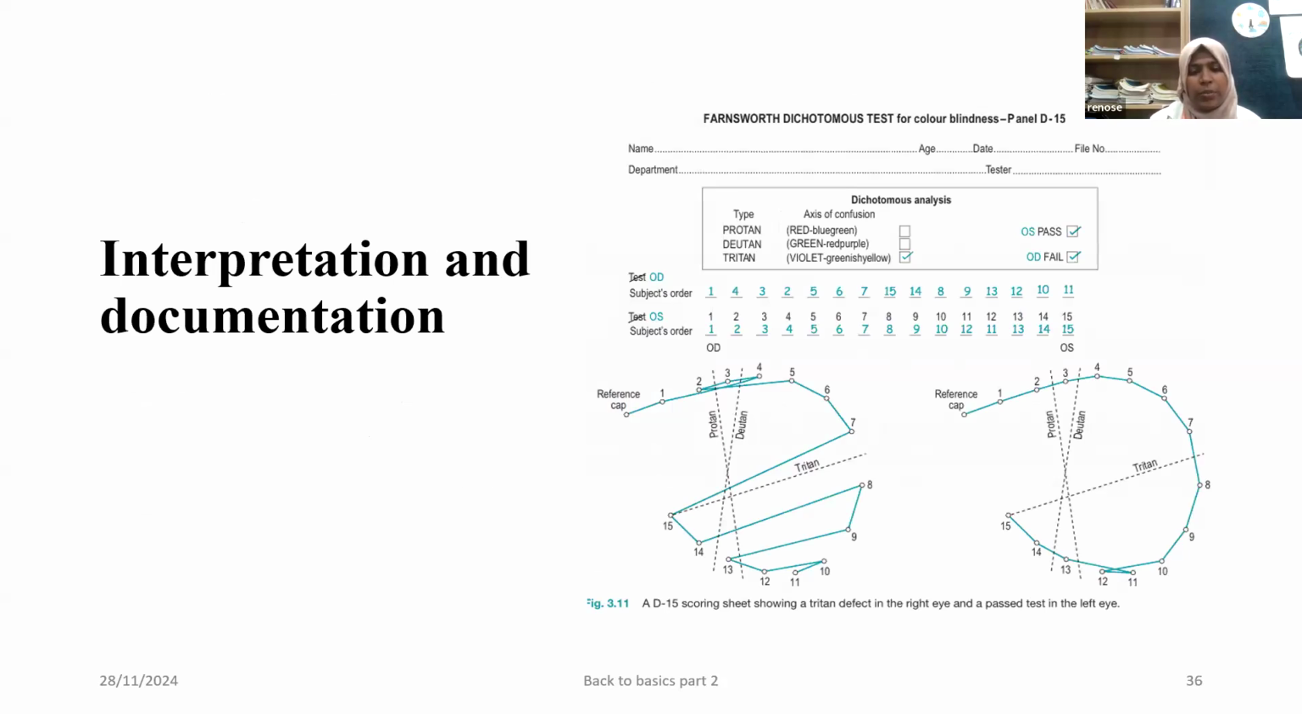Interpretation: we have the D15 sheet. We enter the patient's arrangement order on the back with the numbers. We connect the dots. If the connecting lines are parallel to the dotted protan line, the patient has protan deficiency. If the connecting lines are parallel to deutan, the patient has deutan deficiency. If they are parallel to tritan, the patient has tritan deficiency. Thank you.